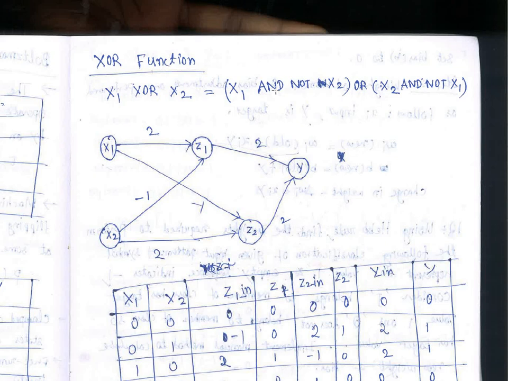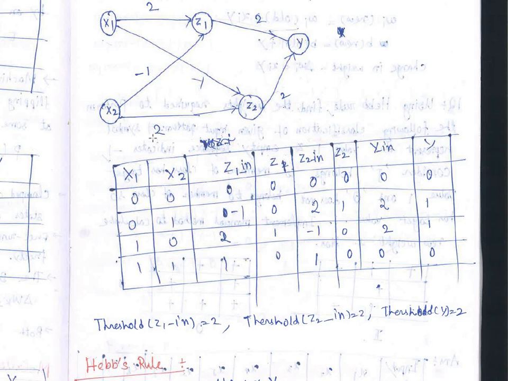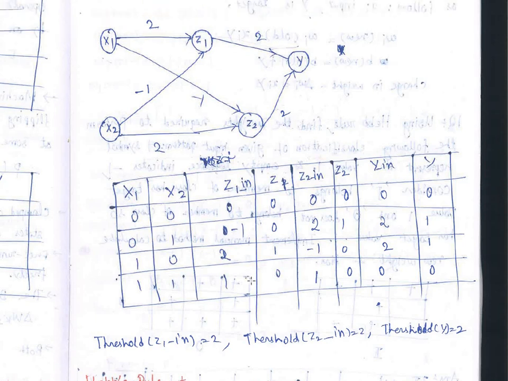XOR function, x1 XOR x2. It is x1 and not x2, or x2 and not x1. We have x1, x2 values. z1_in is 2x1 minus x2, and with threshold value 2, only for 2 the output is 1. z2_in is minus x1 plus 2x2, and so we find z2 with threshold value 2. y_in is 2z1 plus 2z2, calculated, and again the threshold value is 2. So for this alone we get output 1.